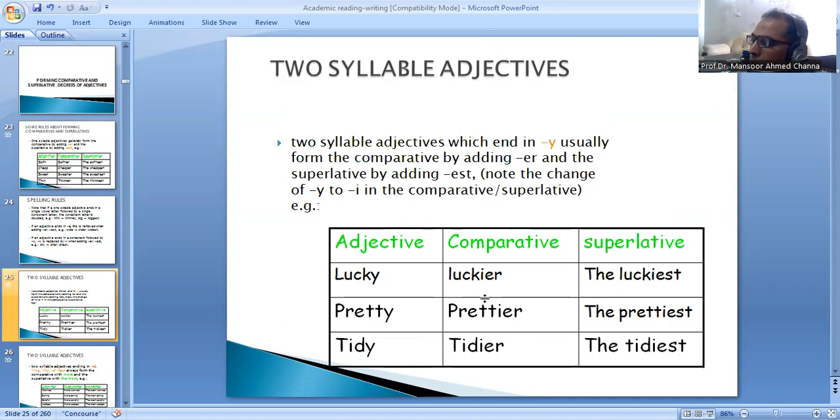In other words, you can say that if any adjective ends with Y, but before Y there is a consonant, then Y will be changed into I and we add -er for the comparative and -est for the superlative. This is another definition for your understanding.